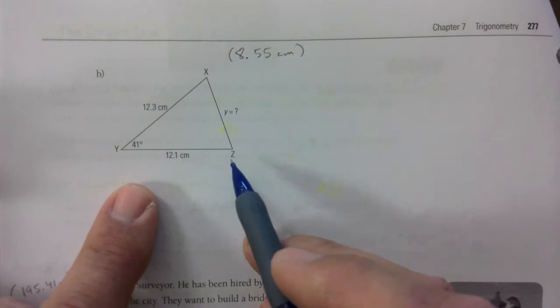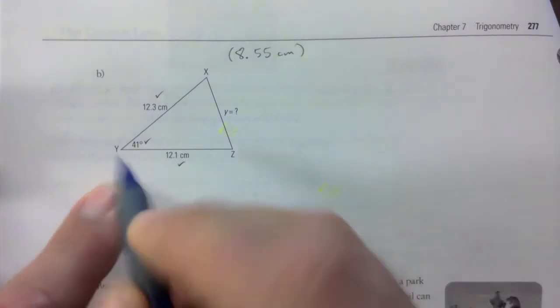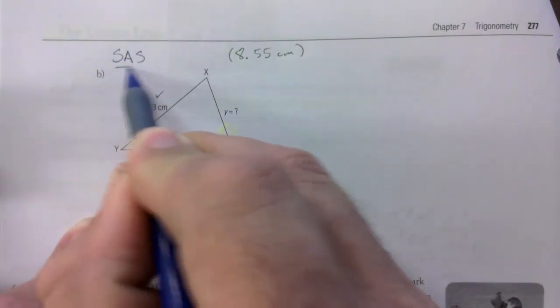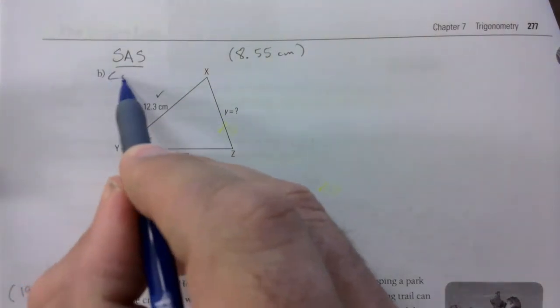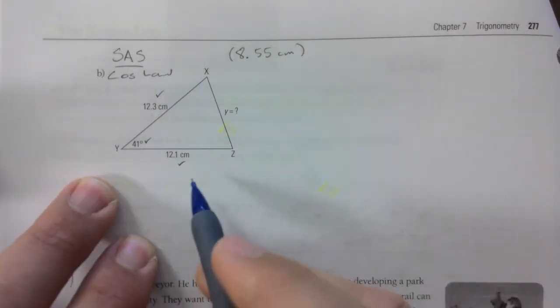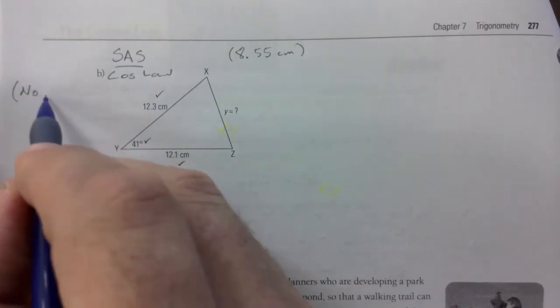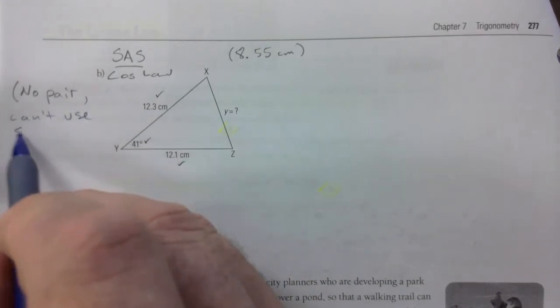So in this particular example here, 277, this is a side angle side, right? Side angle side. So you either recognize that it's a side angle side, which means you have to use the cosine law, or remember that if there is no pair, you have to use cosine law. Whichever one is easier for you to remember. Okay, so there is no pair. I will just put that here, no pair. Can't use sine law.